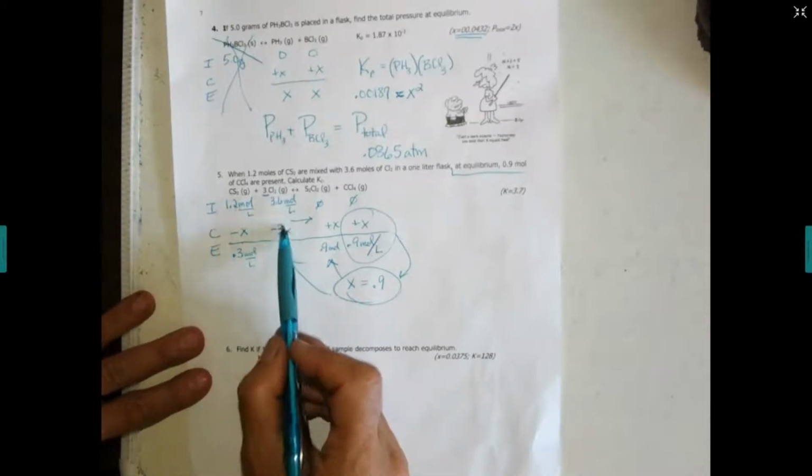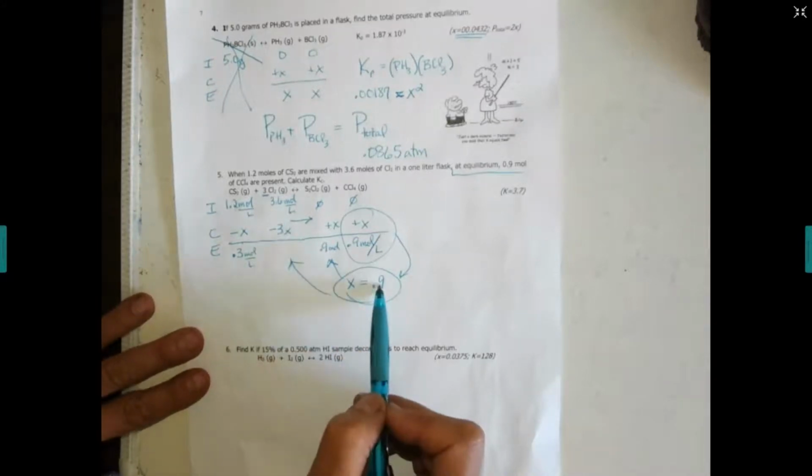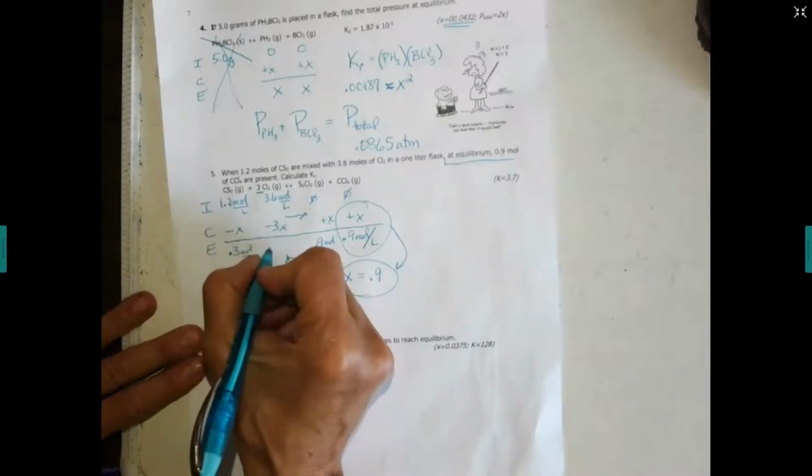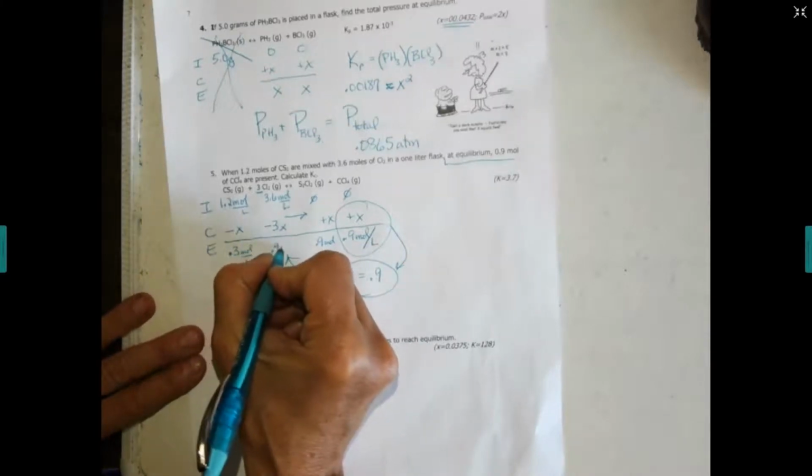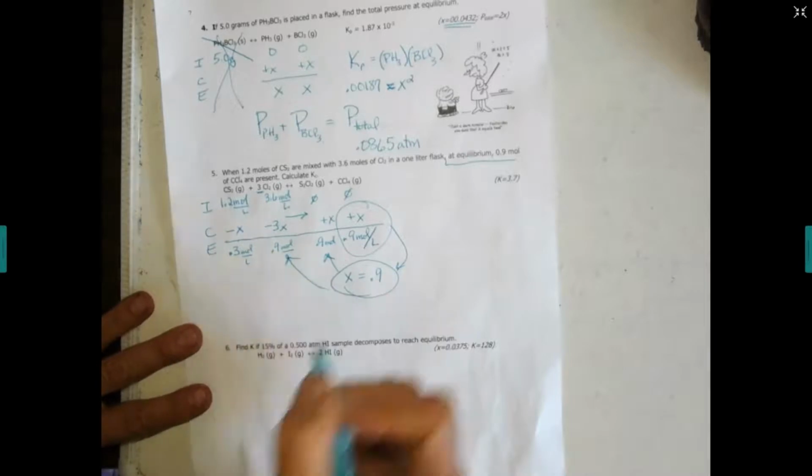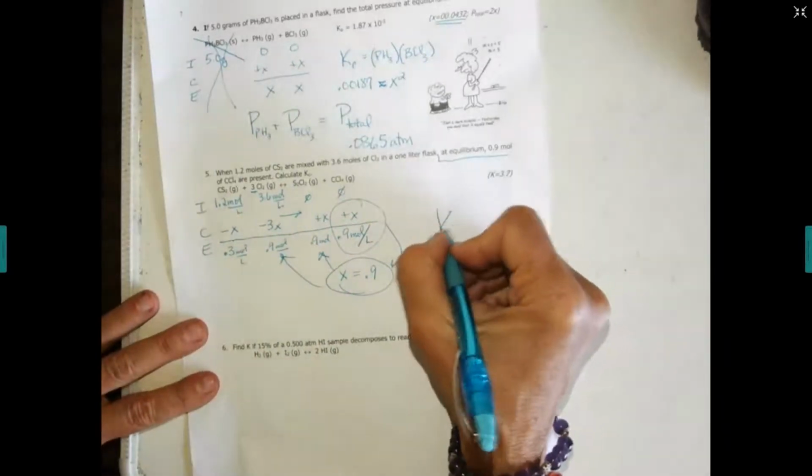And this will be 3.6 minus 3x. So 3 times that is 2.7. So this will be 0.9 moles per liter. Then you write your K expression.